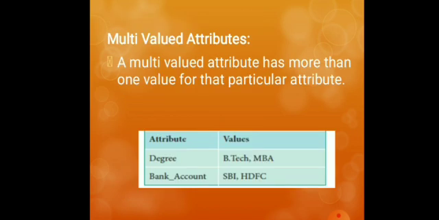Multi-valued attribute. A multi-valued attribute has more than one value for the particular attribute. Here we can see the example attributes: degree, then bank account. The values we give for degree are BTech, MBA, MCA, and so on. Then bank account, which bank it has. These are all multi-valued attributes for a single person.